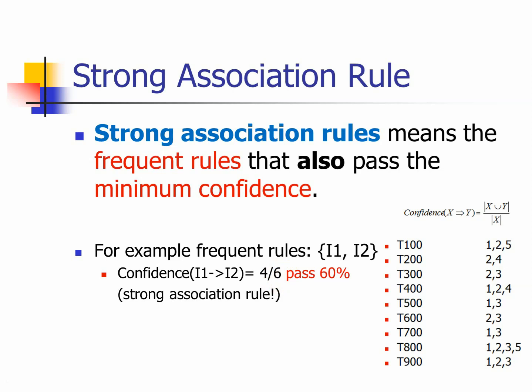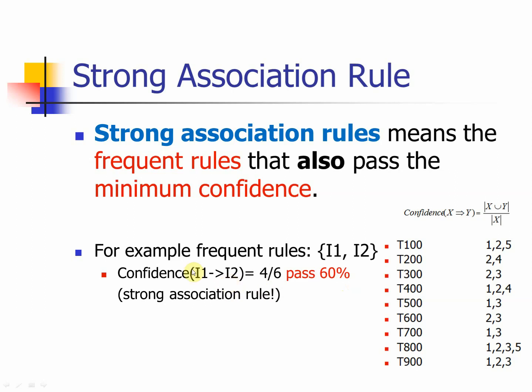For its numerator, it indicates how many times I1 and I2 occur together. We already did that calculation: I1, I2, 1, 2, 3, and 4. 4 times they occur together. Therefore, the confidence of this rule is actually 66%. That passed our minimum confidence check, and therefore, this is a strong association rule.